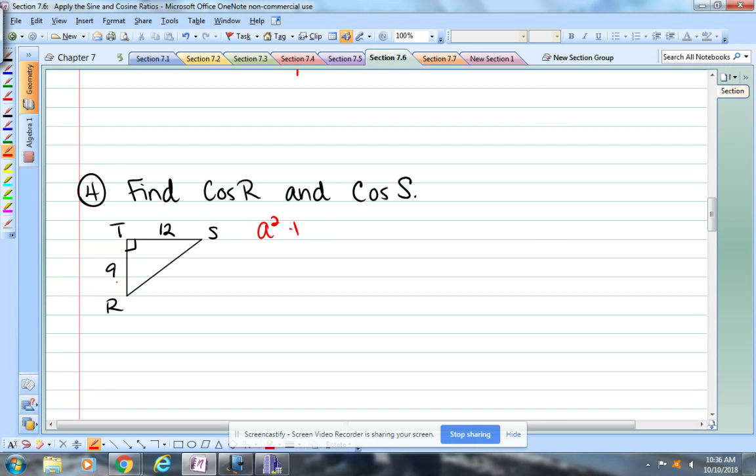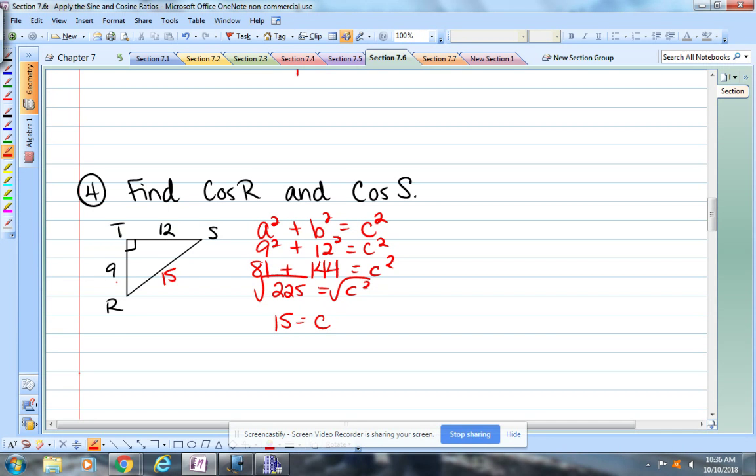So I'm going to use a squared plus b squared equals c squared. And are we looking for a leg or the hypotenuse? So we're going to find c. So 9 squared plus 12 squared equals c squared. What is 9 squared? What's 12 squared? What's 81 plus 144? Oh, that's nice. So take the square root and c is 15. So we can use that for our hypotenuse because we need a hypotenuse if we're doing cosine. So any questions about how we got our hypotenuse?